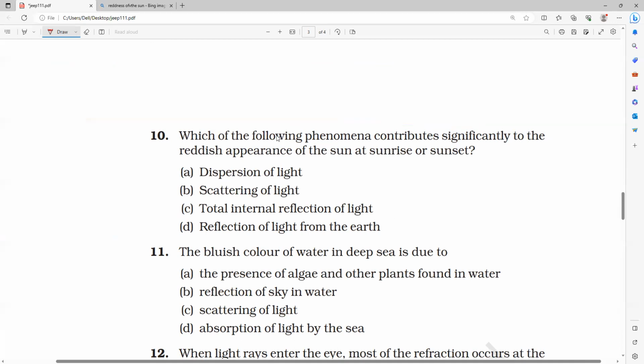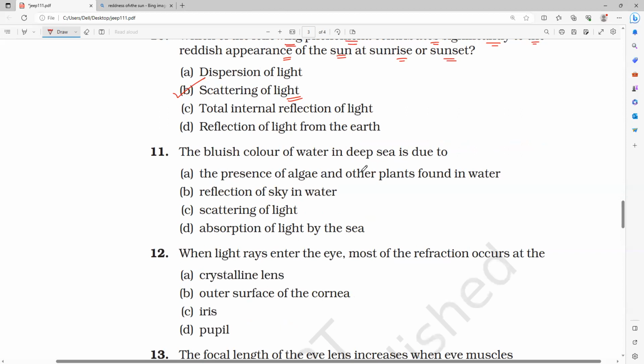Next, which of the following phenomena contributes significantly to the reddish appearance of the sun at sunrise and sunset? What is the cause? Scattering of light only. Just now we have studied it. It is because of scattering of light. Am I right or wrong, everybody? Yes or no? Next, the bluish color of water in the deep sea is due to what?